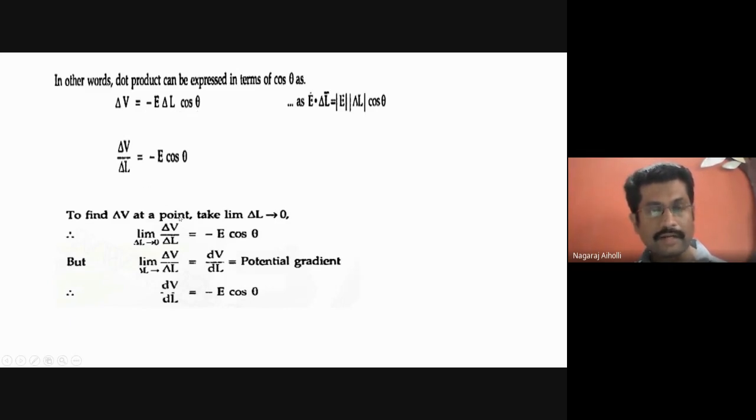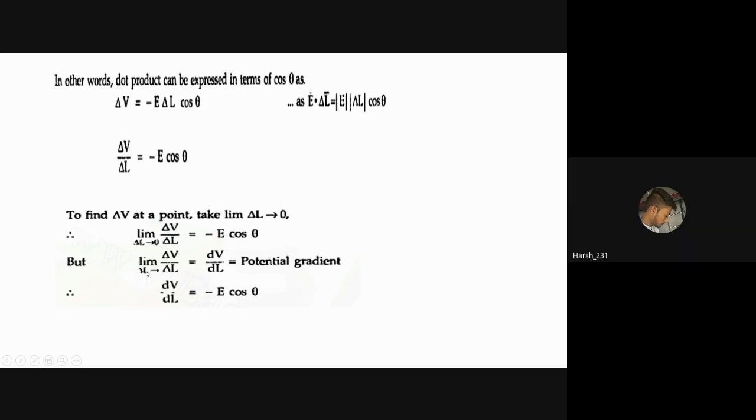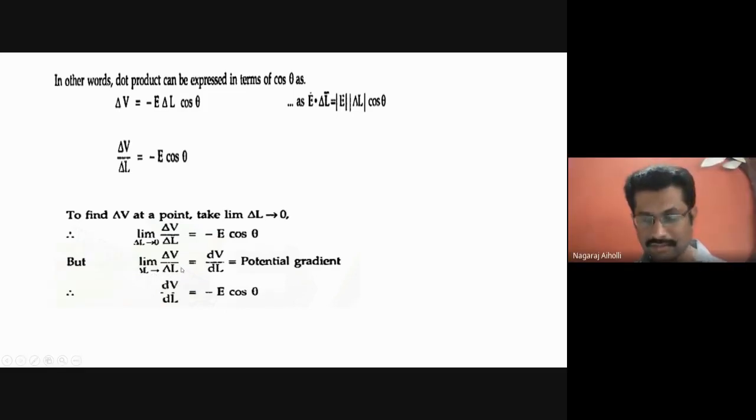Next, find delta V at a point. What I told previously, students, is that if you want to find delta V at a point, we have to take the limit as delta L tends to 0. Hence, the limit of delta V by delta L as delta L tends to 0 will give me minus E cos theta. But we know delta V by delta L as delta L tends to 0 is dV by dl. From where did we get this equation? Potential gradient, sir.